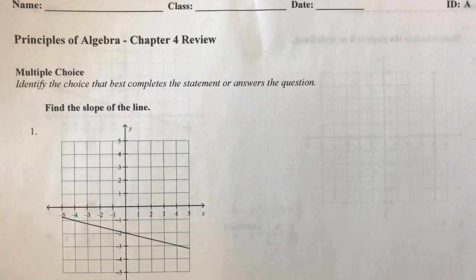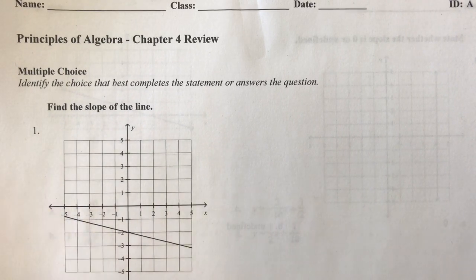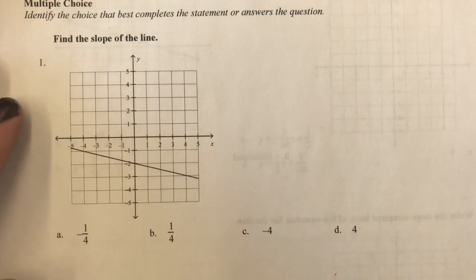Well. Chapter 4 review. Good old slope-intercept stuff. Answers on the back as usual.